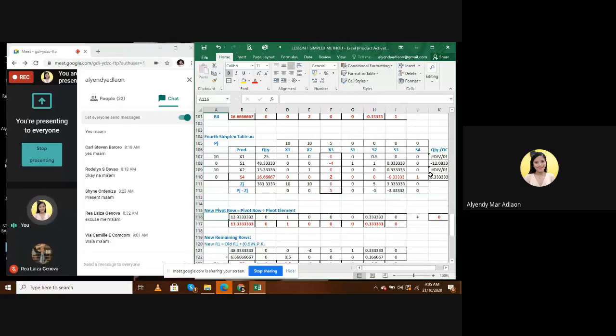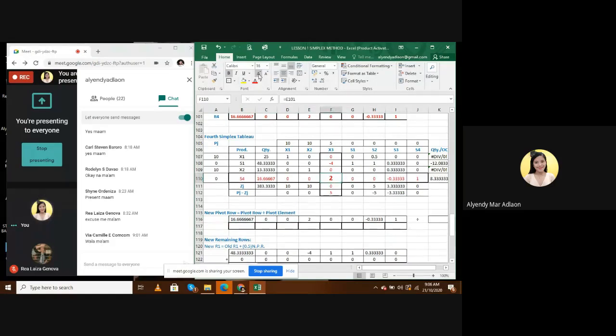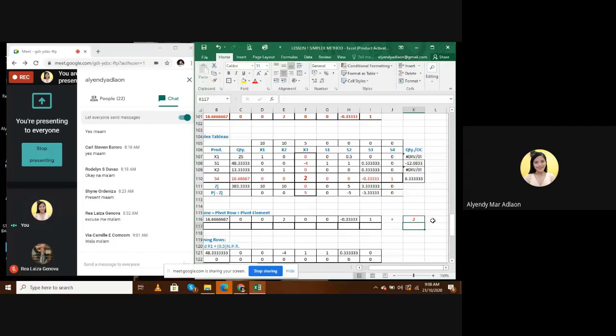Okay, for the new pivot row, so kung ibutang diri, new pivot row, that is the pivot row divided by the pivot element. So, unsa to'y pivot row? Starting from 16.667. And then you drag. Divided by the pivot element. Unsay pivot element? Katong naa sa intersection, which is the number 2.